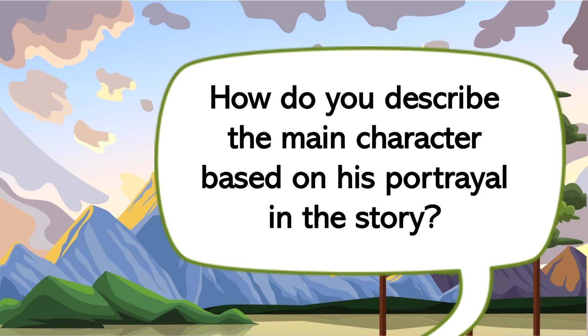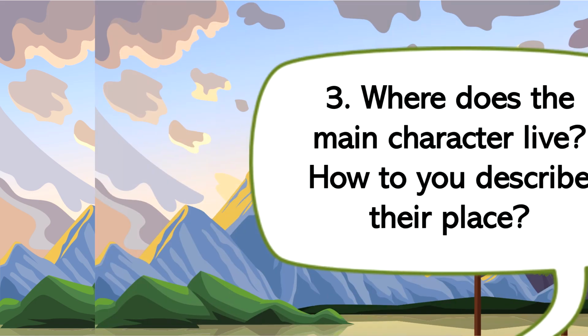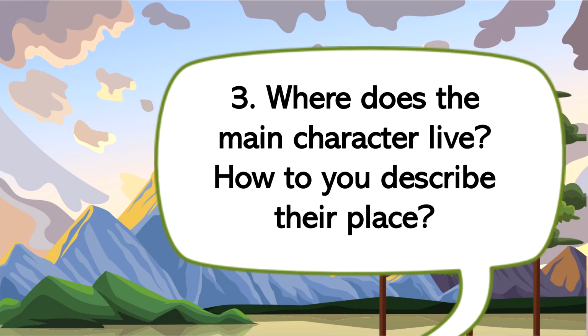How did you describe the main character based on his portrayal in the story? He was grade 5. He knows how to swim. He wants to be a hero someday. He was brave. He was a quick thinker also, meaning smart. 3. Where does the main character live? In Quirino province. How do you describe their place? It's swampy, it's flooding, it has a river.